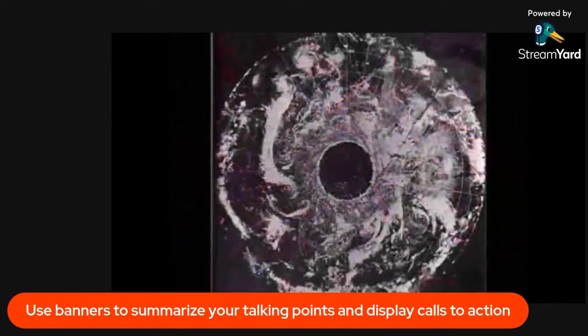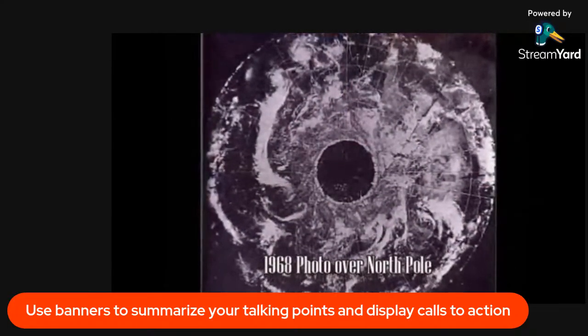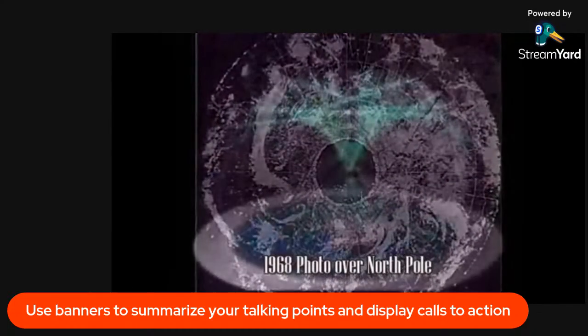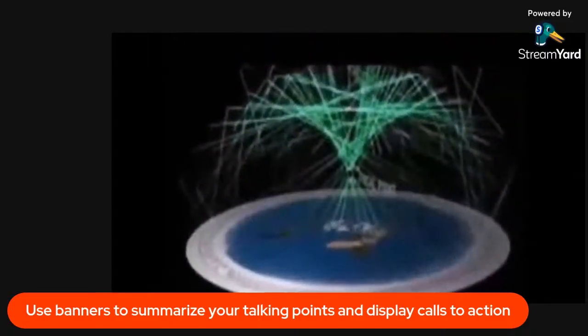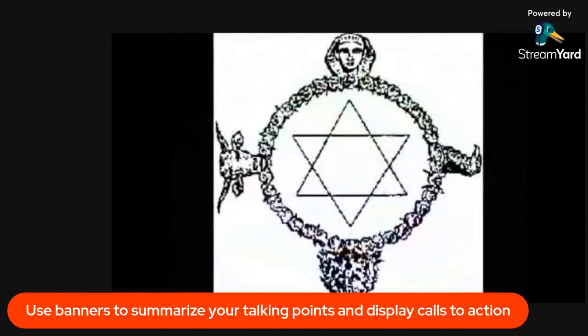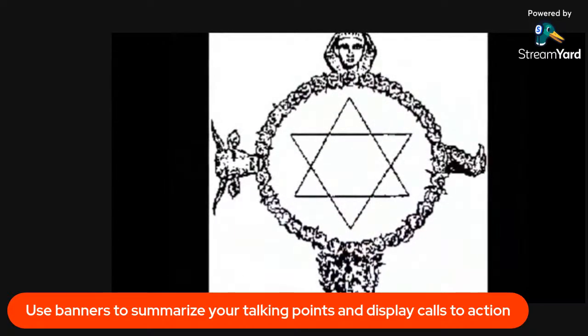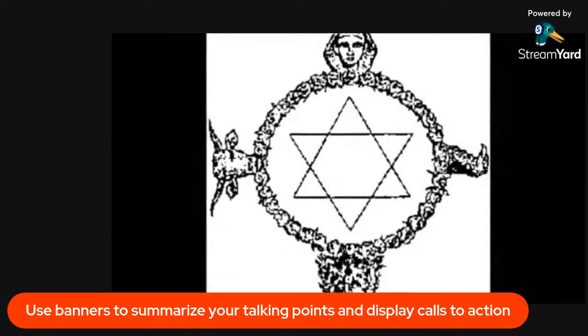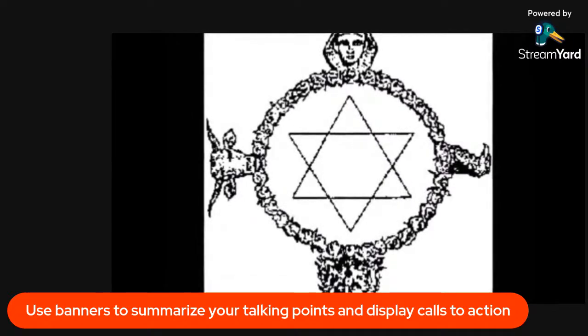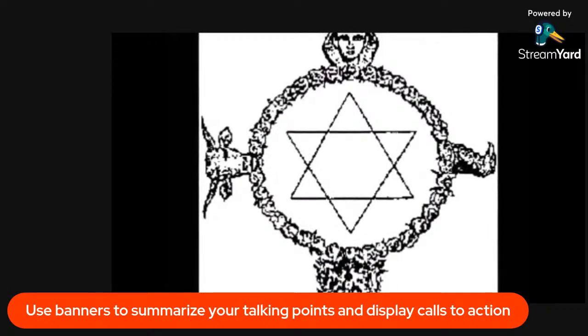As we've seen from the photograph of the center of the earth showing the open hole where the vortex is, that was done in 1968. The following image is a picture I found long ago. I don't remember where I found it, but it just popped into my mind when I was going through my folder. Here we see the star inside, and we see the four heads of the cherubim.